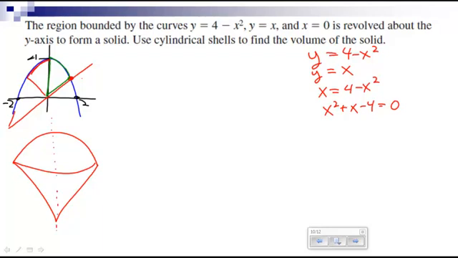Right, so what about the, I'm trying to picture this, we have the line and then we have the parabola, so how do we know where to rotate?